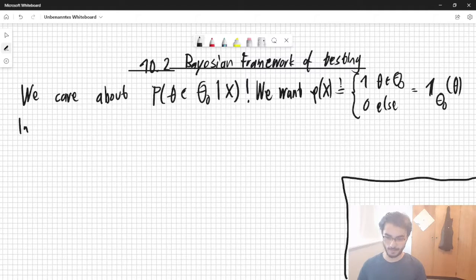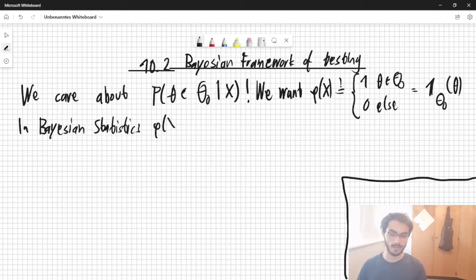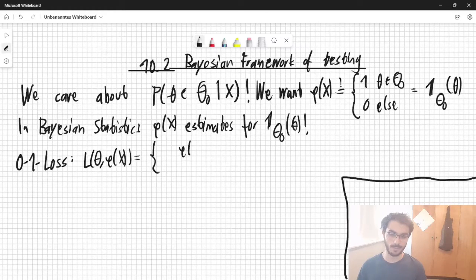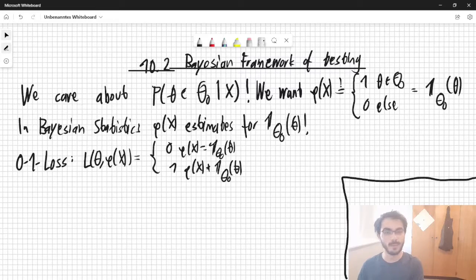In Bayesian statistics, this is an estimator for this function. And we already know how to estimate things. We know now what to do, because this was the third video. We need a loss, and there's several ways to do this. We can do this with the 0,1 loss, which says if phi of x is equal to this function, that's fine. 0 loss. Otherwise, the loss is 1. That makes sense. That's the naive approach.